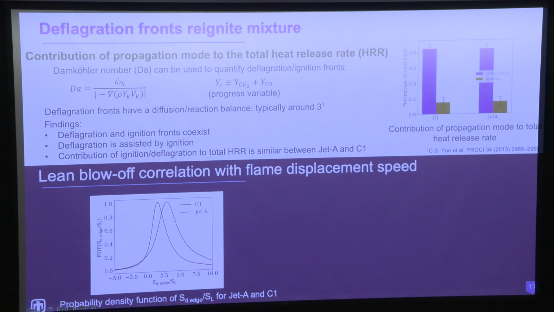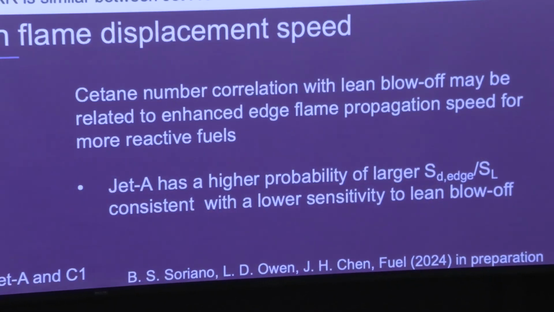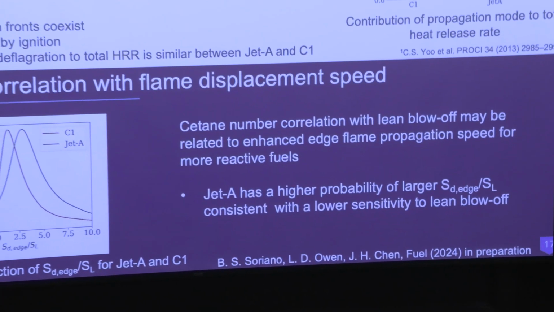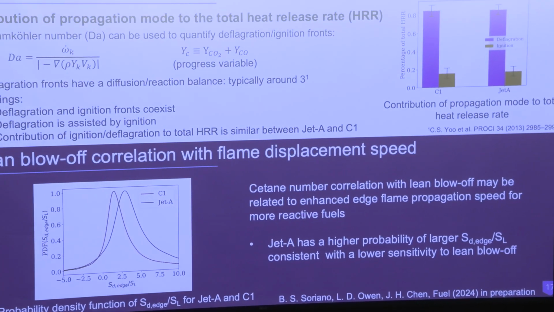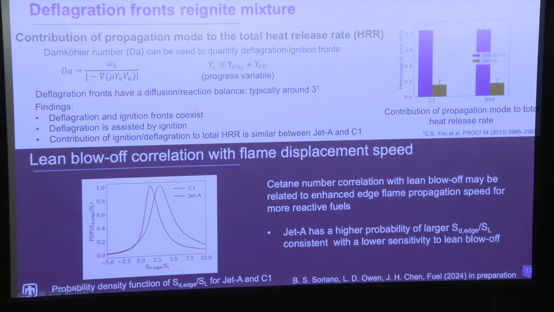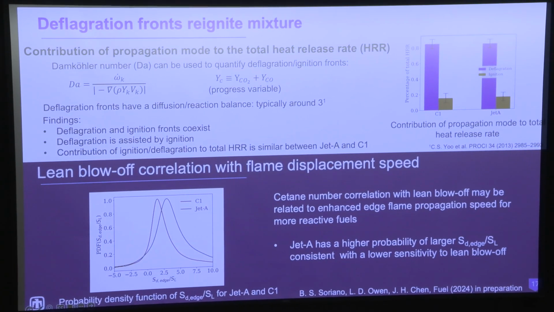So what we find, contrary to what some of the experiments that were performed at the National Jet Fuel program found, is that the lean blow-off correlation may actually correlate with the local flame displacement speed, not the laminar burning velocity, but some sort of partially premixed edge flame speed. And so this is something that needs to be looked at a little bit more closely, especially for modeling. So first we see a cetane number correlation, at least for this representative ATJ with respect to Jet A with lean blow-off, where we see a propensity for premixed edge flame propagation into these more reactive fuels.